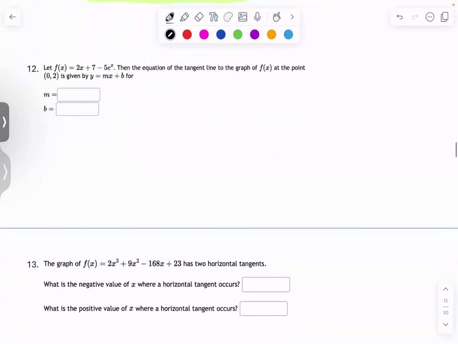All right, number 12. We have f of x equals 2x plus 7 minus 5x to the e power, or e to the x power, pardon me. We want to find the equation of the tangent line of the graph f of x at the point 0, 2 in slope-intercept form. No problem. Remember, the derivative is the slope formula.